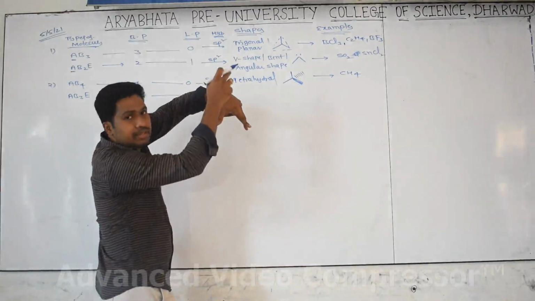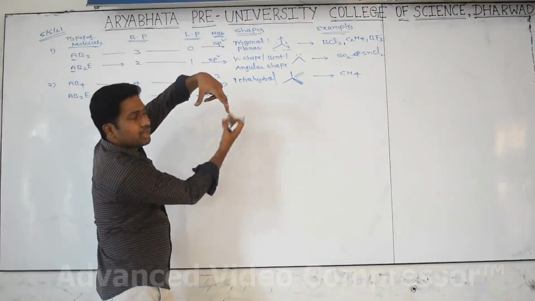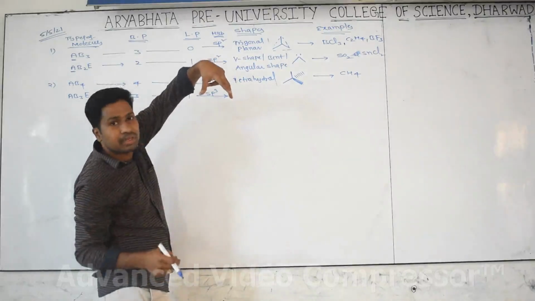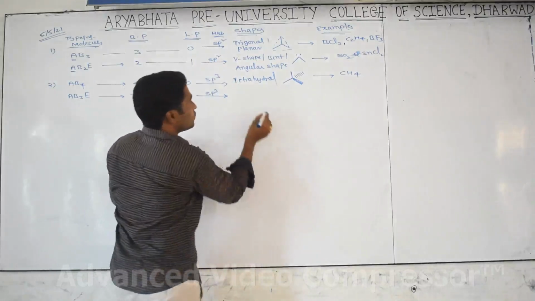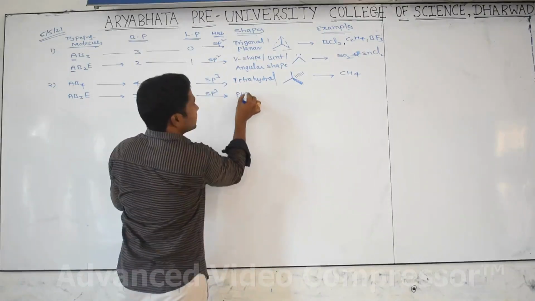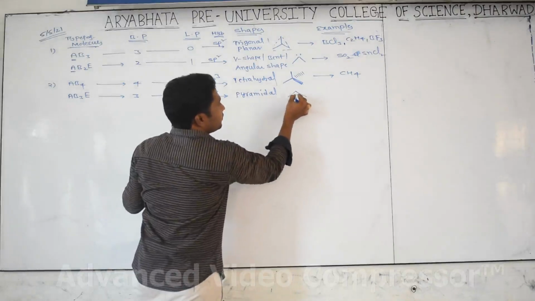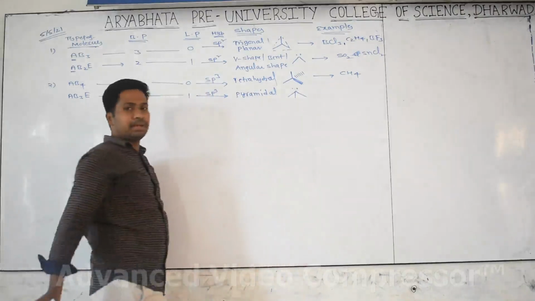Two bonds are lying in the same plane. One is towards us, one is away from us. So now I am cutting this bond. Then which shape is coming? Pyramidal shape is coming. We can write this as pyramidal in shape. The pyramidal shape can be shown with the lone pair.